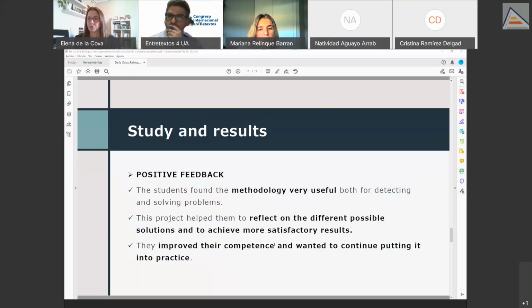And they emphasized that although it took them time to fill in the terminological cards, and at the beginning they thought it was a waste of time, at the end they realized that this was very important, and that the work they had to do with the cards and with the classification of problems helped them to identify problems and to reflect on the different possible solutions, so that in the end they found it easier to do the translation and they were more satisfied with the results of their translations.